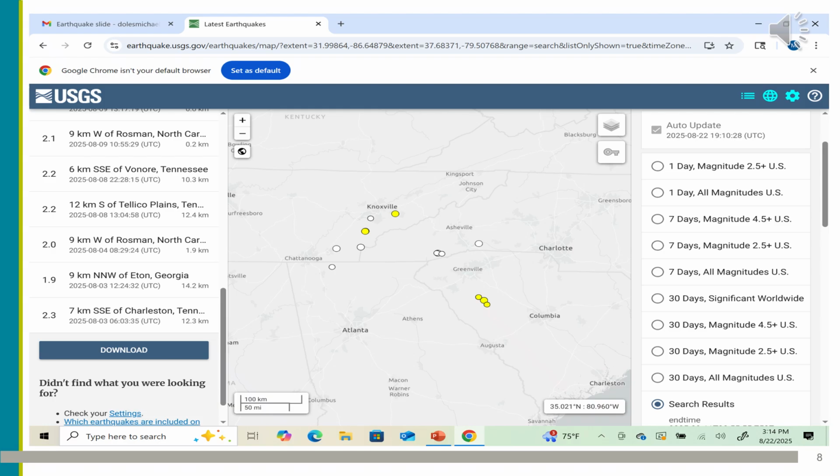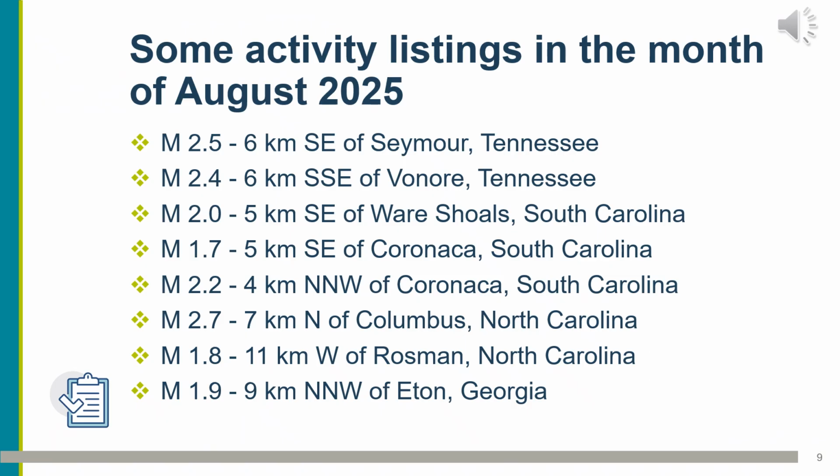I suggest you go to the U.S. Geological Survey site and look in your area and see what kind of activity is going on. You will be extremely surprised. And this earth is moving, and so it's something to be considered. You can look right here in the southeastern United States and see, just in South Carolina, North Carolina, Georgia, and Tennessee, some recent activity that occurred in August of 2025.